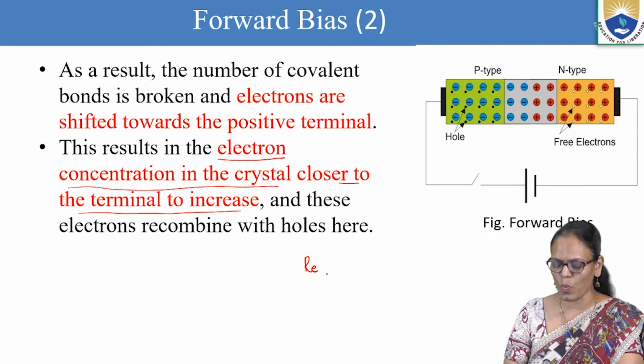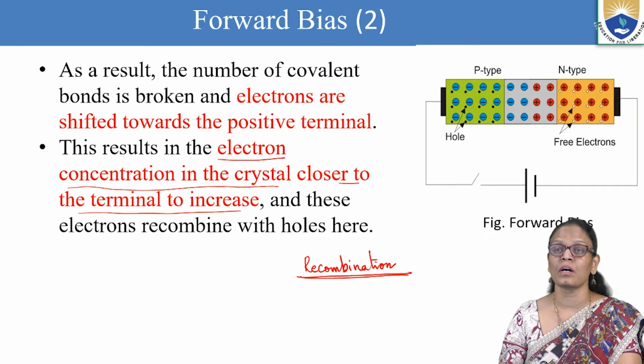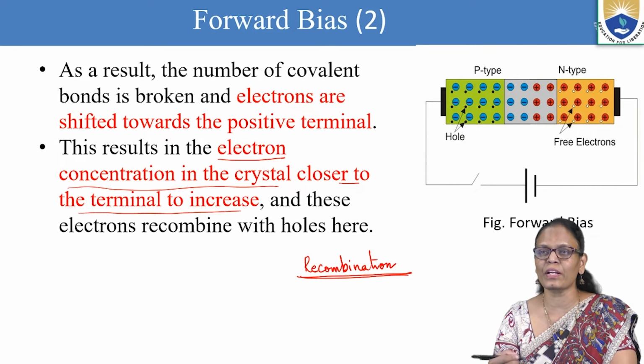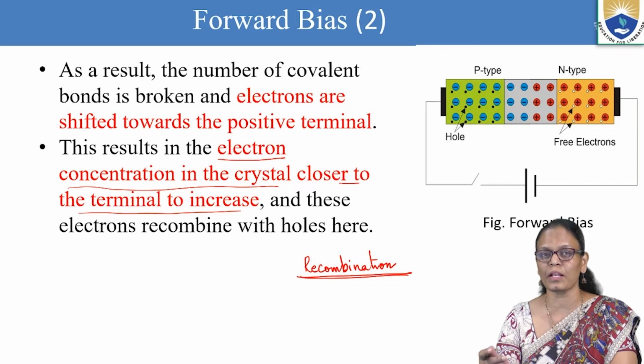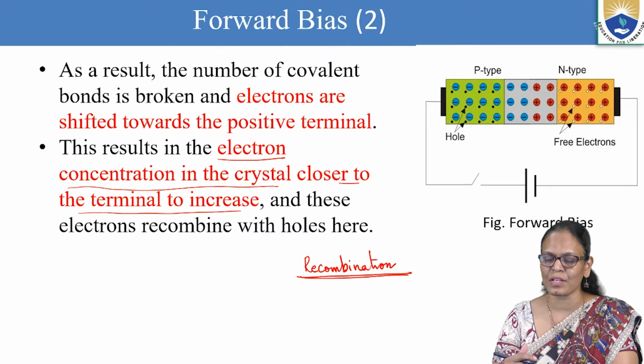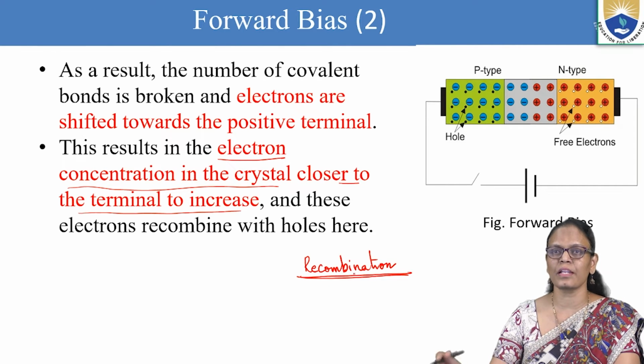This is also one important term you need to understand. What is recombination? Recombination means the electrons that are drifting towards the positive terminal, once the bonds are broken, are free, and then they combine with the holes. So there occurs the recombination.